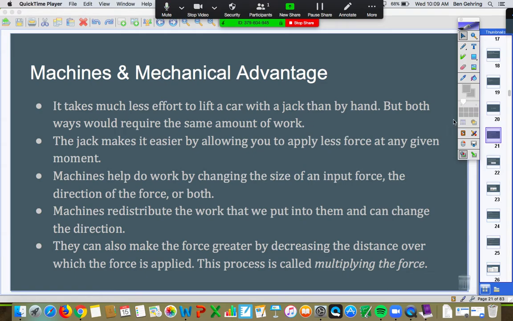So first, we need to figure out what a machine is. So with this, machines are things.